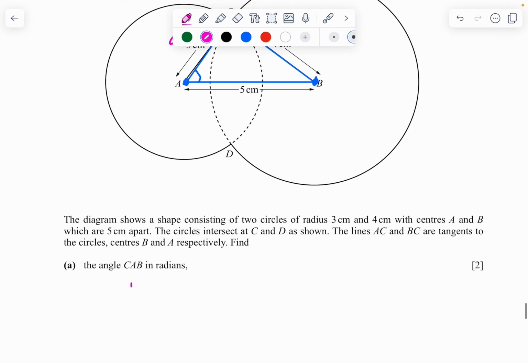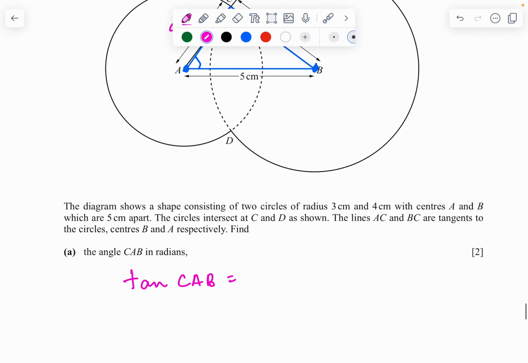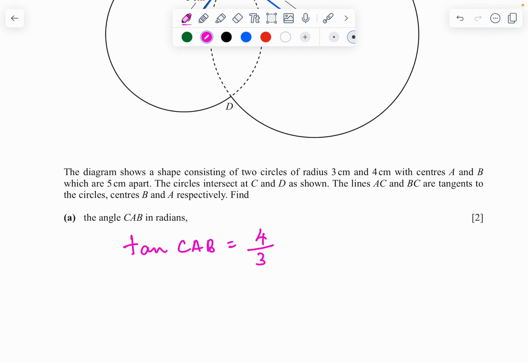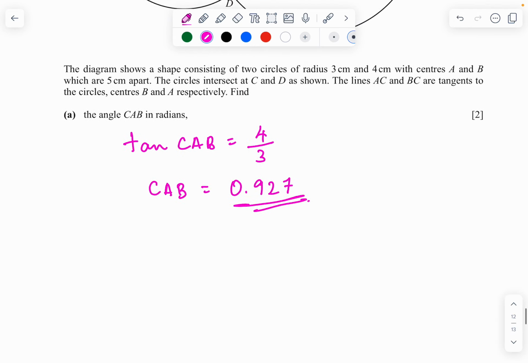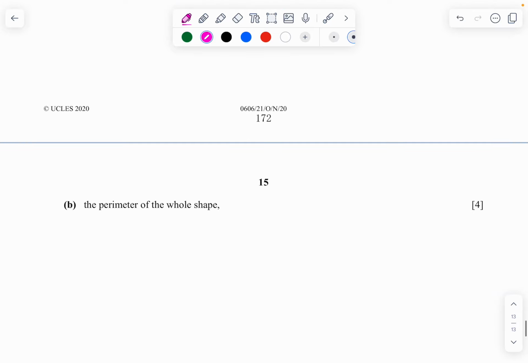So tan CAB is equal to opposite over adjacent, opposite is 4, adjacent is 3. So 4 over 3. And then you do tan inverse of 4 over 3, you will get 0.927, to 3 significant figures. Okay, so this is 12A. Then let's see what 12B says.